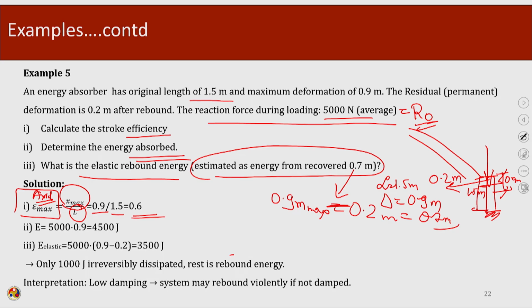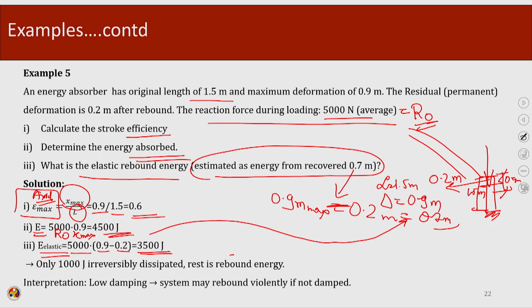After that we are calculating the absorbed energy. Absorbed energy is given by R naught times x max. So, this comes out to be 4500 joule. The elastic energy of the system is 5000 times the total deformation minus the permanent deformation. So, the 0.7 is the elastic deformation, and this comes out to be 3500 joule.